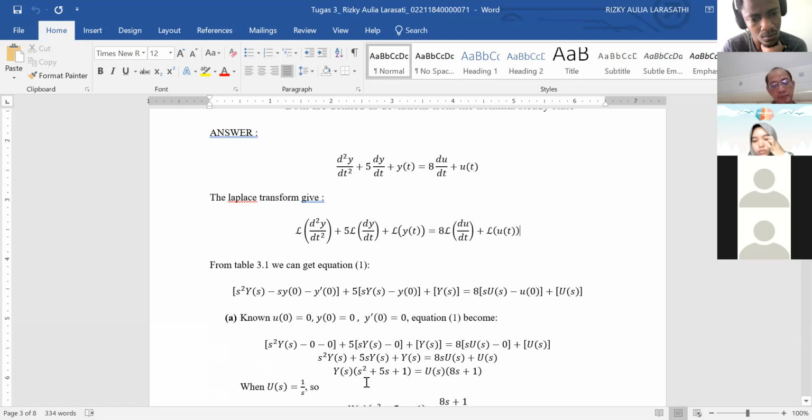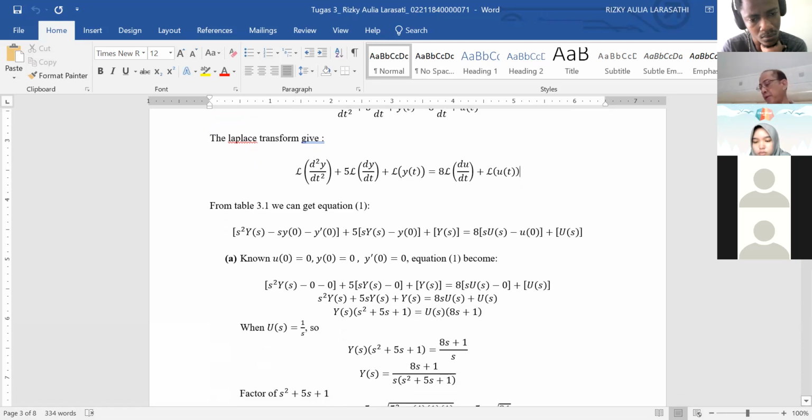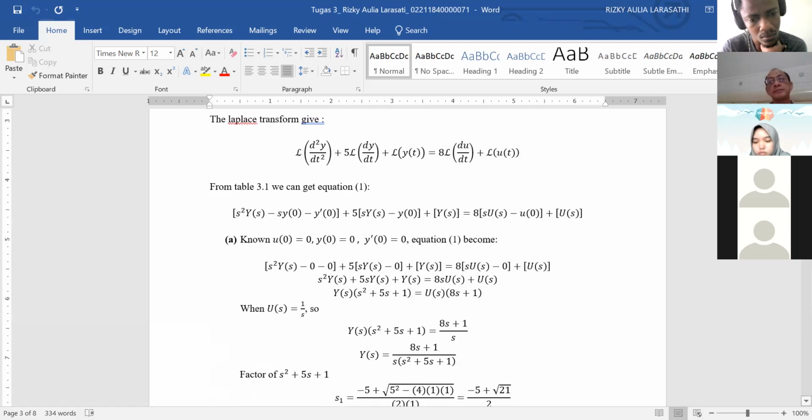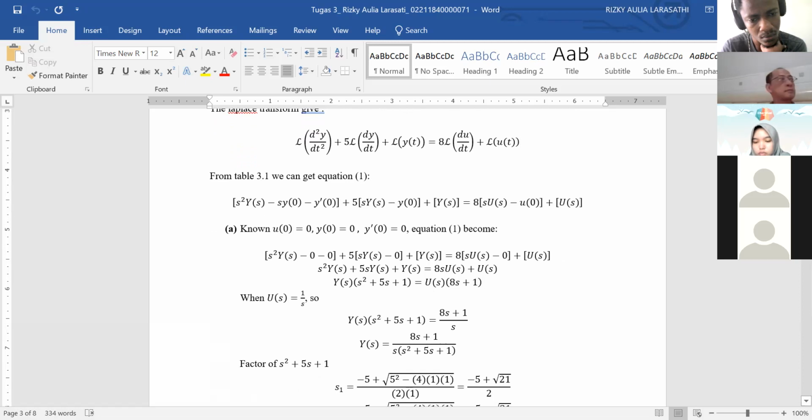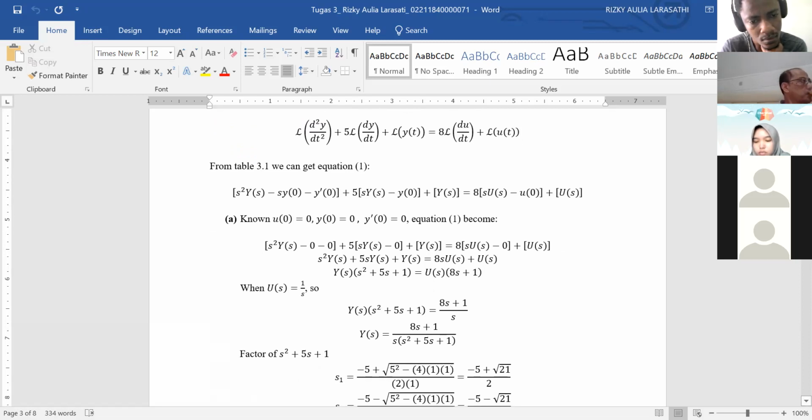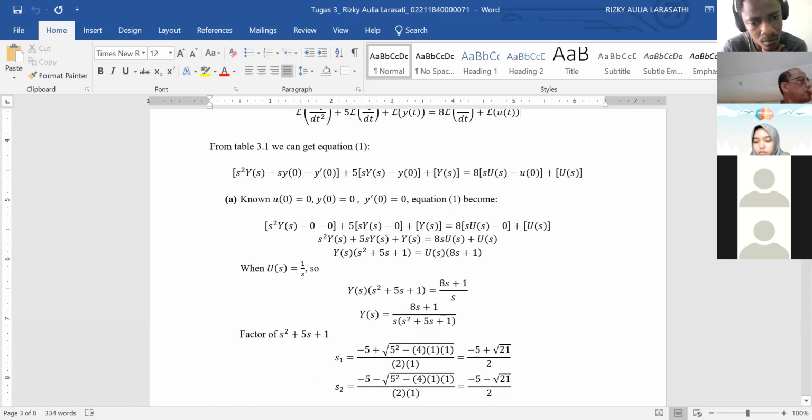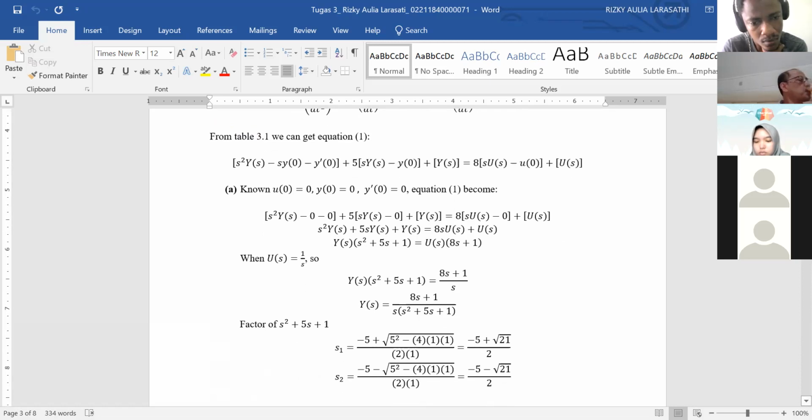Y(s) times (s² plus 5s plus 1) equals U(s) times (8s plus 1). When U(s) equals 1 per s, we can get Y(s) times (s² plus 5s plus 1) equals (8s plus 1) per s, and so Y(s) equals (8s plus 1) per s times (s² plus 5s plus 1).